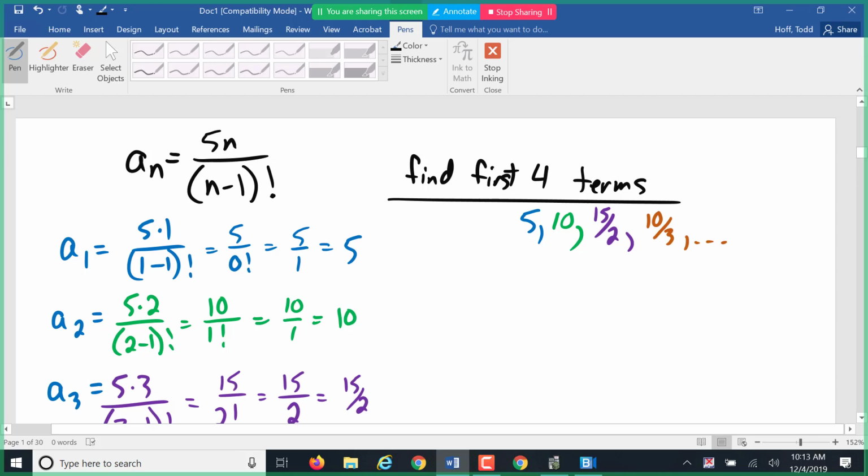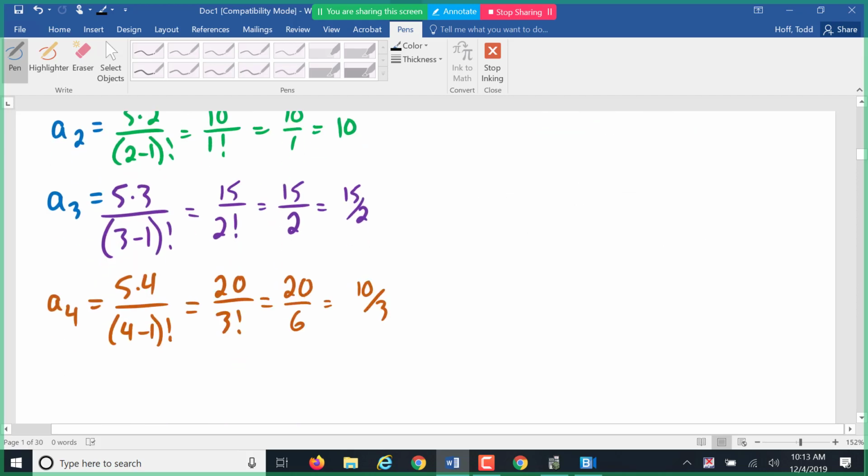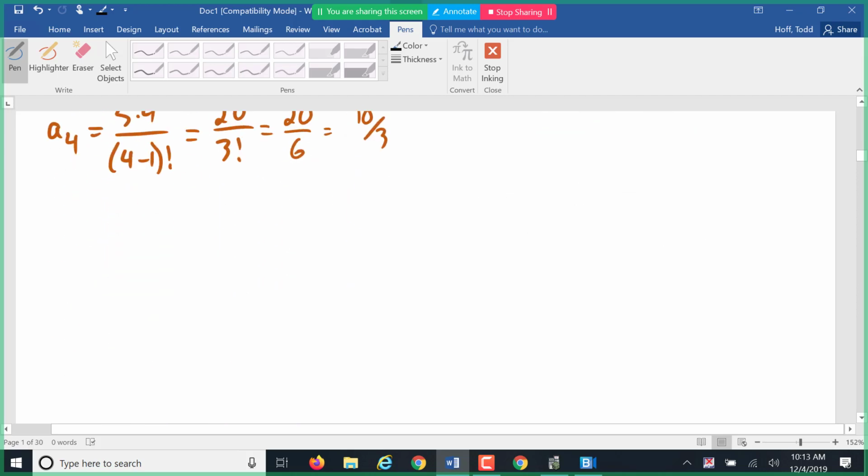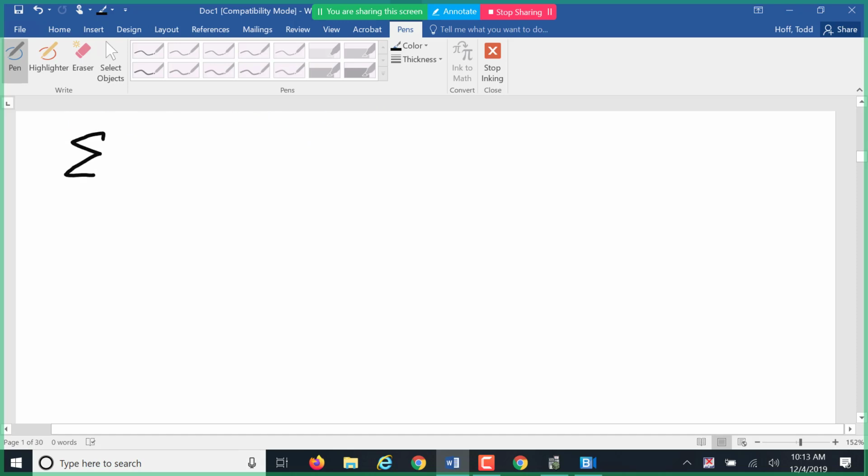The next notation that we want to talk about with our sequences is something that looks like that. Now, from now on, you're going to see me write it quickly, just like that, without the little tails on it. But it is the summation notation.